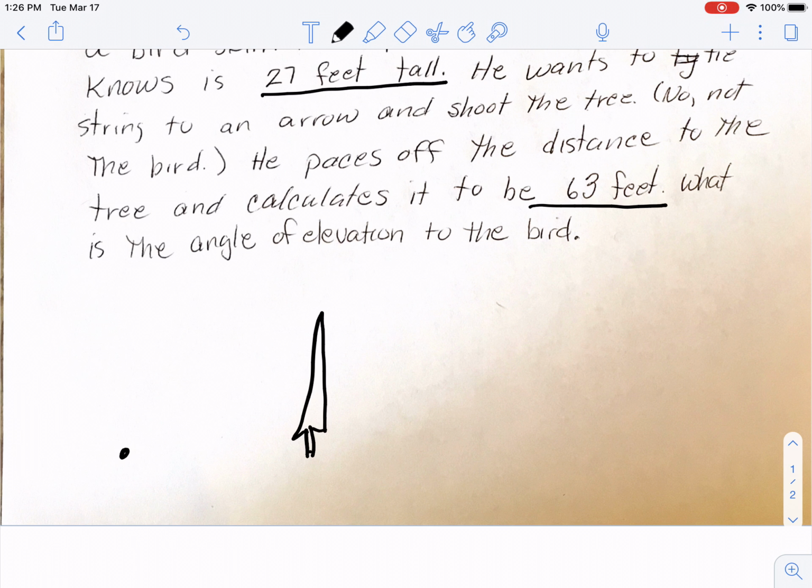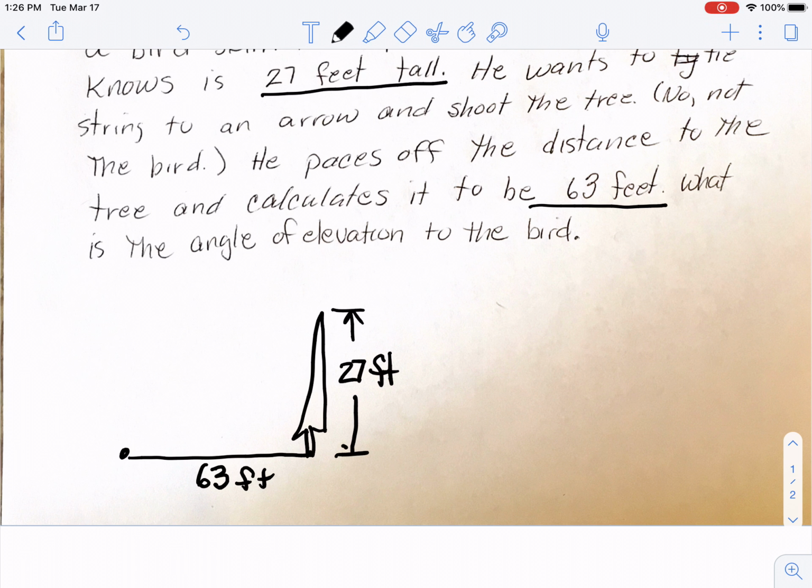I'm going to measure the distance to the base of the tree, which we said was 63 feet. So I'm going to put my numbers right on my diagram, including my units. The height of the tree from up here down to the ground is 27 feet.